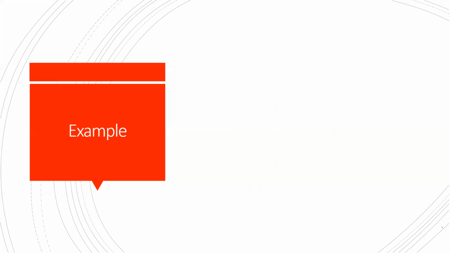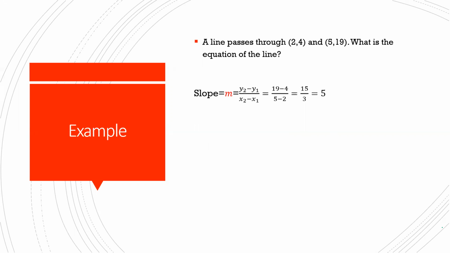That's all we're doing there. So it is definitely possible to calculate the slope, but what may not be possible is calculating the y-intercept. So let's do an example here just to see what I mean by this. If a line passes through (2, 4) and (5, 19), what would be the equation of the line? Well, I can tell you one thing, we can definitely find the slope all the time.